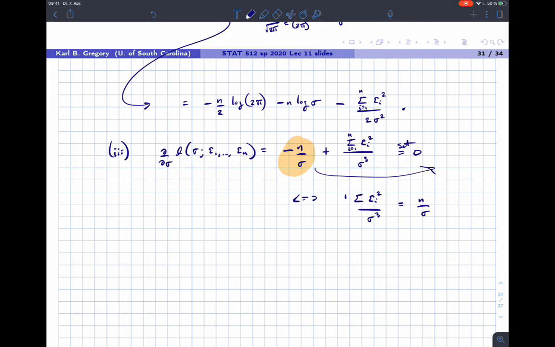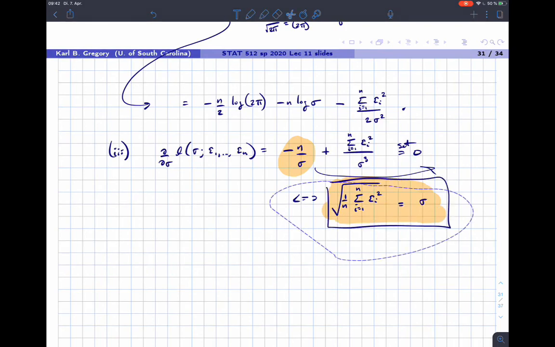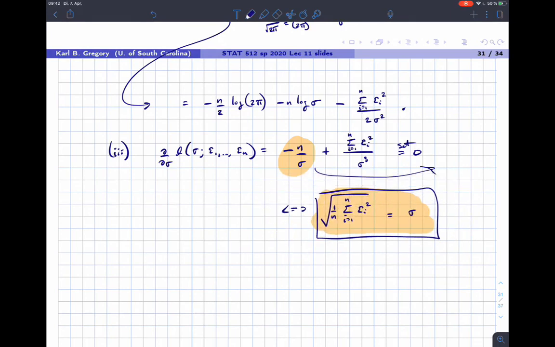And then divide both sides by n. And then multiply both sides by sigma squared, or multiply both sides by sigma cubed, so that I get this. And then I can take the square root of both sides and get the maximum likelihood estimator of sigma. Okay, so here is my MLE for sigma.